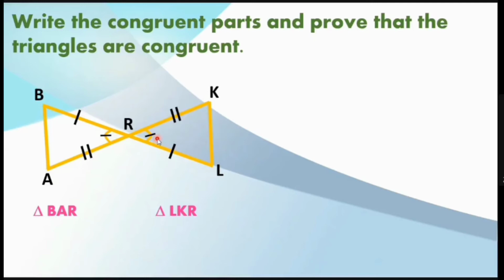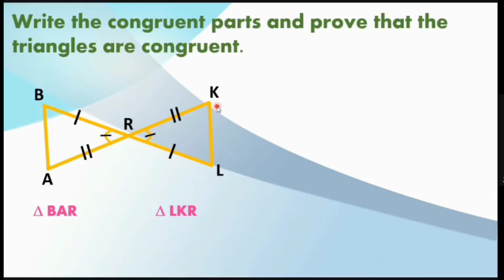So in this case, we have now three pairs of corresponding parts of the two triangles that are marked congruent. The first one is side BR, next is angle, and another side, side AR. So this is side, angle, side. On the second triangle, we have another side, angle, side.